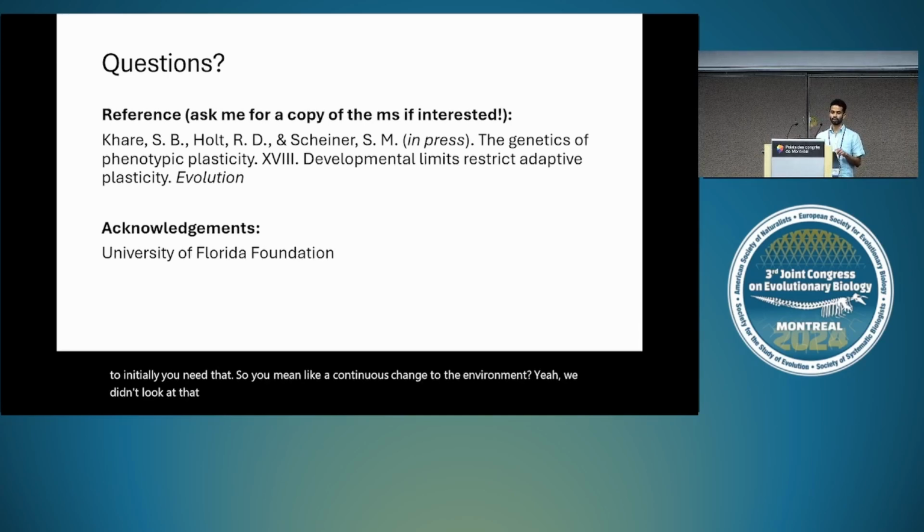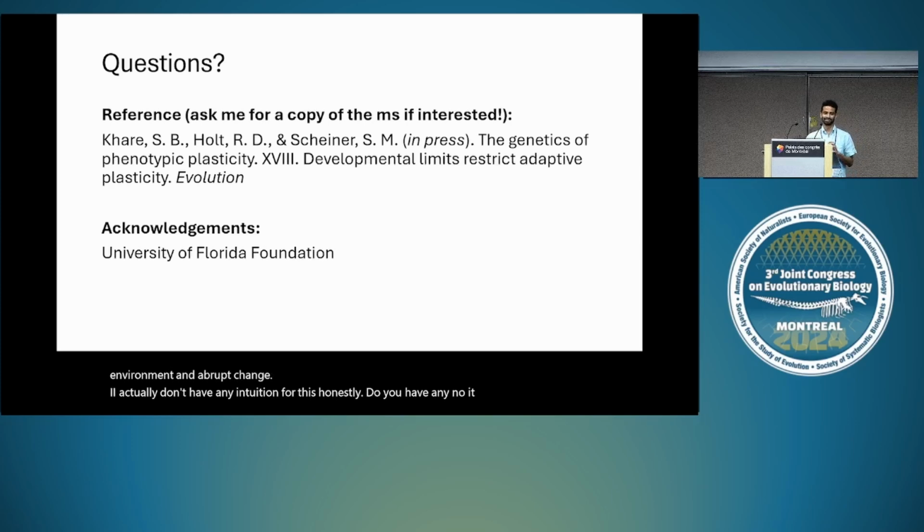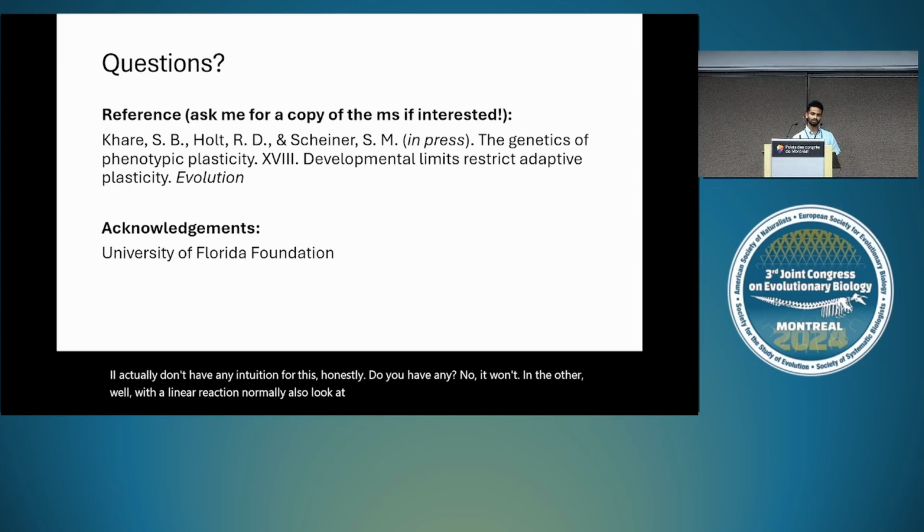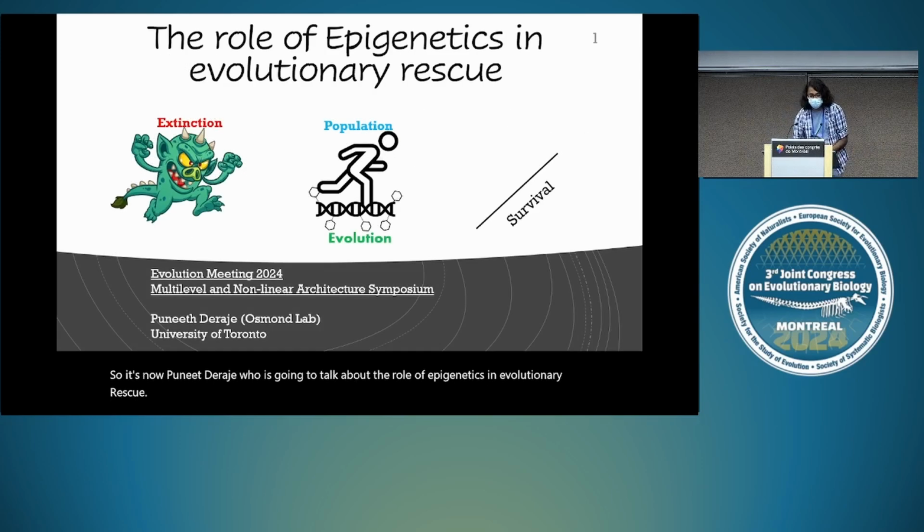So in all of our simulations, we look at a step change in the environment, an abrupt change. Do you have any intuition for if that might be the reason? I actually don't have any intuition for this, honestly. Do you have any? No, it won't. With a linear reaction norm, we also looked at continuous variation. Doesn't make a difference.